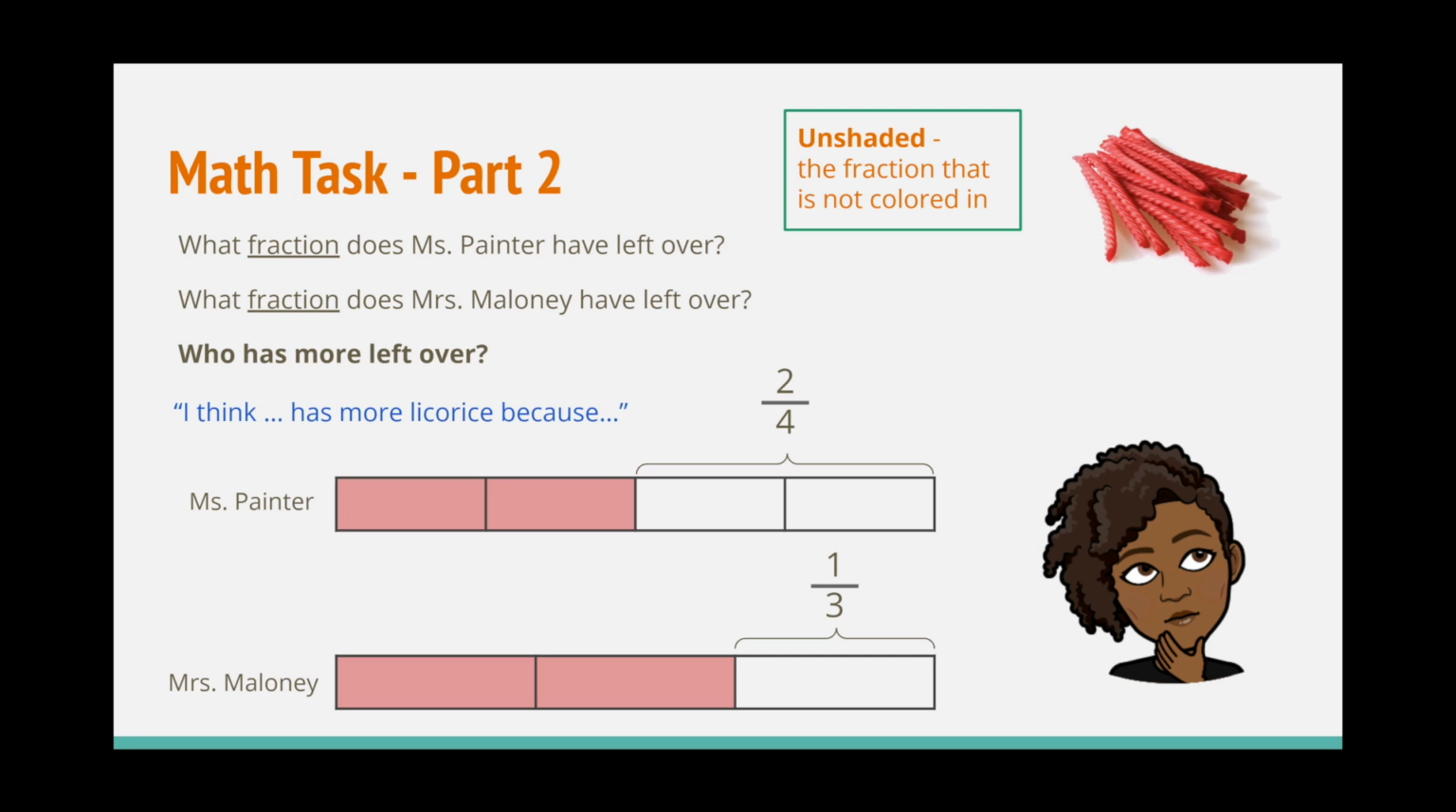So who has more left over? Which parts are bigger? Mrs. Maloney's 1 part or Miss Painter's 2 parts? Which white part is bigger? Miss Painter has more left over. So because we found out that she ate less, that means she'd have more left over.